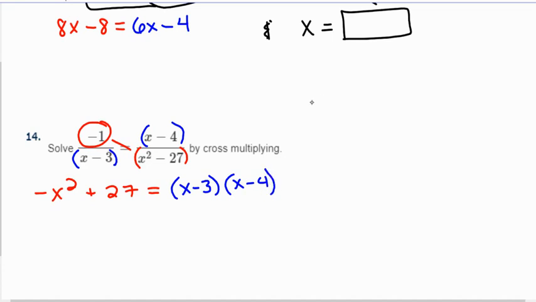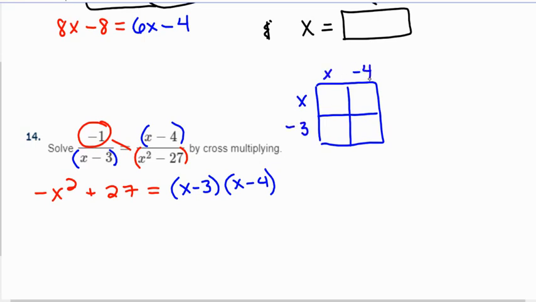Okay, you can FOIL that. You can use a box. I'm going to go ahead and use a box just to remind you of what that would look like. x minus 3 times x minus 4. x times x is going to be x squared. x times minus 4 is going to be minus 4x. Minus 3 times x is going to be minus 3x. And last, minus 3 times minus 4 is going to be plus 12. And when you combine like terms, let's see what that looks like. We have negative x squared plus 27 equals, we have x squared.